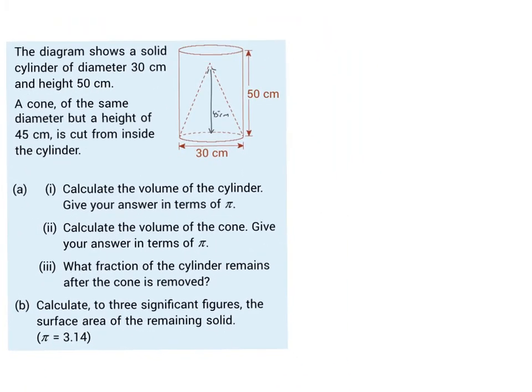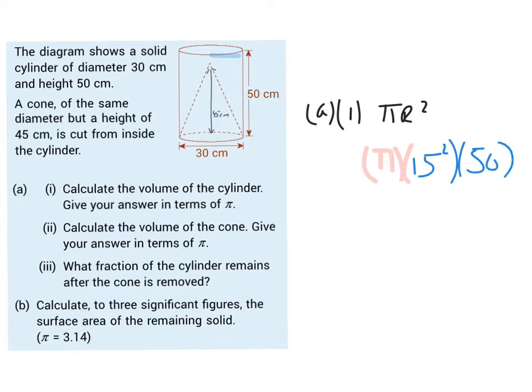Okay, so the first thing it says: find the volume of the cylinder in terms of pi. That means pi is going to be in my answer. Volume of a cylinder is pi r squared h. In terms of pi means I leave pi in my answer. The radius of this cylinder is 15, so 15 squared, and the height is 50. Which I am getting here to be 11,250 pi. So that's the answer to part 1.